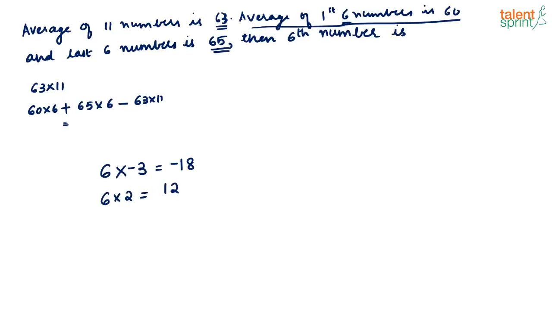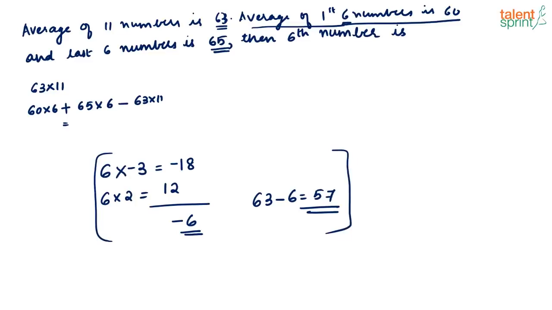So now what is my net deviation from the average? It is nothing but -18 plus 12, or -6. So this is the net deviation of the averages of the first 6 numbers and last 6 numbers. Now why is this deviation happening? Because I have added which number? The 6th number twice. So what is my 6th number? It is nothing but 63 minus 6, that is equal to 57. So this is how you solve it using the deviation method.